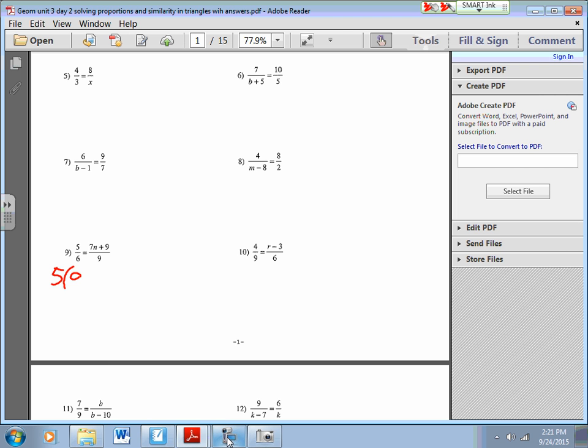On the left, you're going to get 5 times 9. On the right, you're going to get 6 times 7a plus 9. What's 5 times 9? What is it? 45? On the right side, what do you think we need to do right there to simplify that? Distribute. So everybody go ahead and distribute the 6 into each term. That's going to give you a 45 is equal to what?